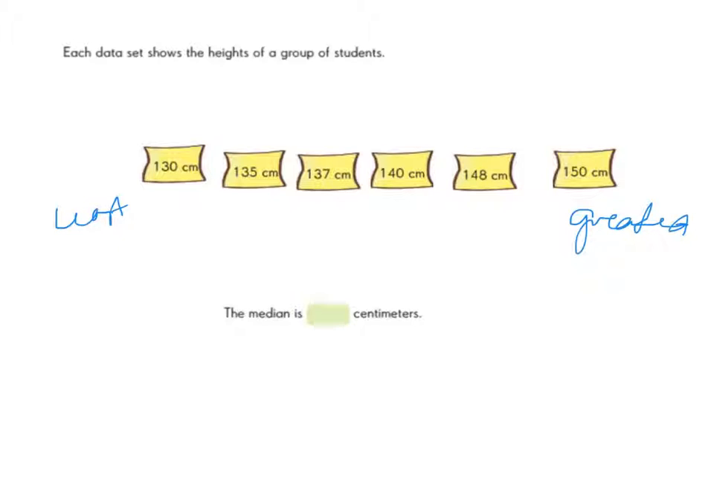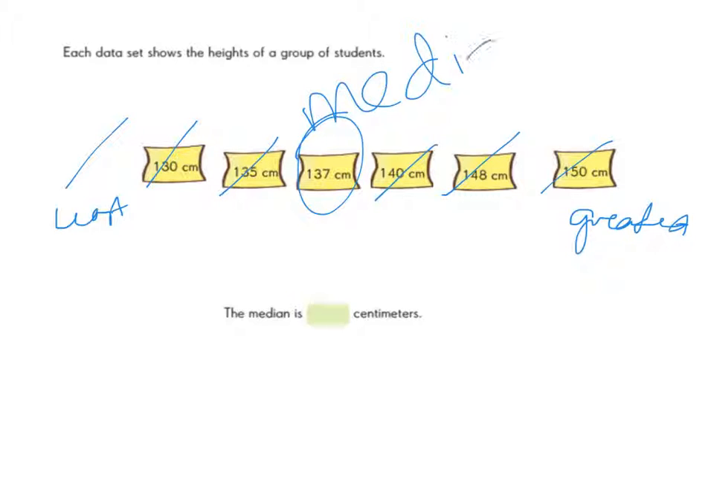The next step is to find the middle number, if it has one middle number or two middle numbers. So I'm going to cross out the ones at the beginning and the end, cross out the next number at the beginning, the next number at the end, the next number at the beginning, the next number at the end, and now I have one number left. So my median, my middle number, is 137. That's it. In my list of numbers, that is the one in the middle, so the median is 137 centimeters.